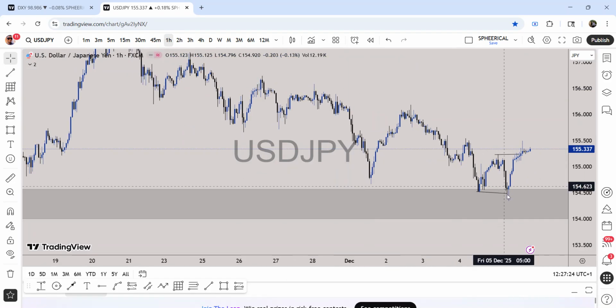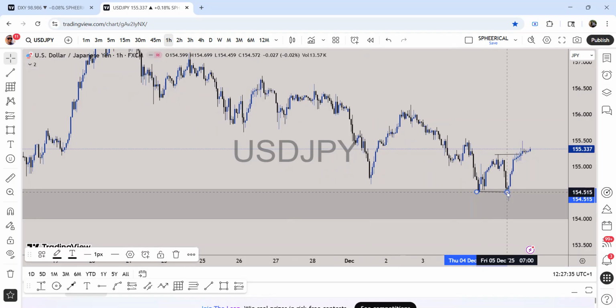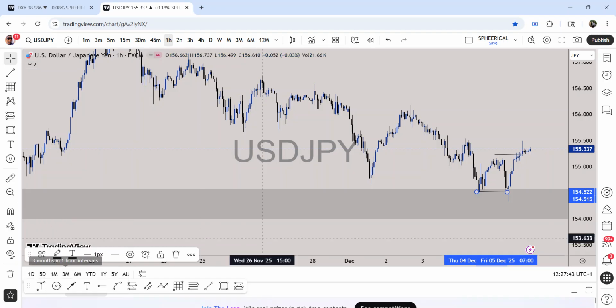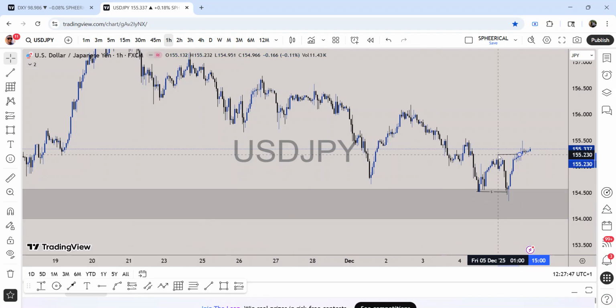So you can see that there is a sweep here. There's a sweep here. There's a sweep here. And that sweep, we put it as our S, our sweep. Then here is our change of character. You can see it. It is obvious. So it's our change of character.